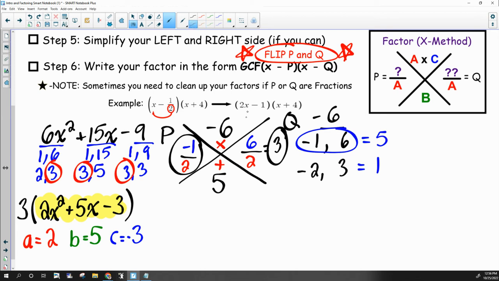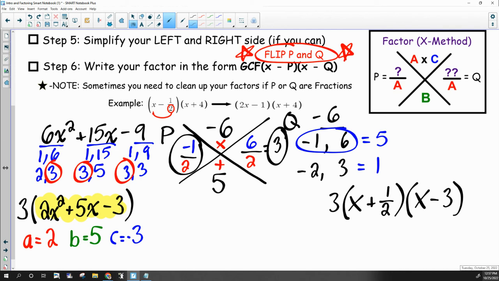Okay, so if we look at our little form, we always start with the GCF. So what is our GCF? 3 x. What is our p-value? -1/2, but we flip it and it becomes +1/2. Another x. Our q value looks like 3. When we plug it in, it will be -3.